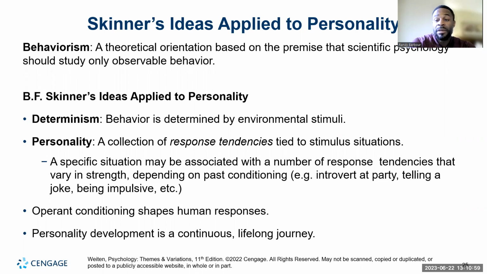To tell us what they're thinking, to tell us their thought process, to tell us their dreams. We have to rely too much on the individual. But B.F. Skinner's idea applied to personality is the determinism construct, which means that behavior is ultimately determined by our environmental stimuli. And that has a big role, right? And our personality is just a collection of those tendencies. We have response tendencies tied to certain situations, right?